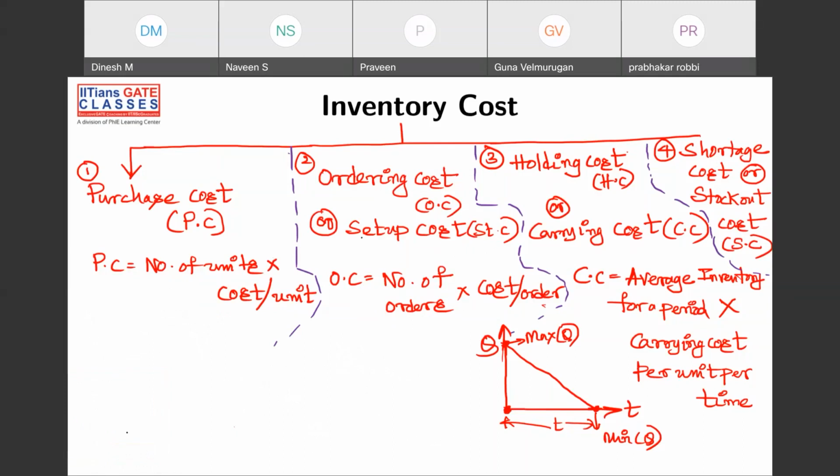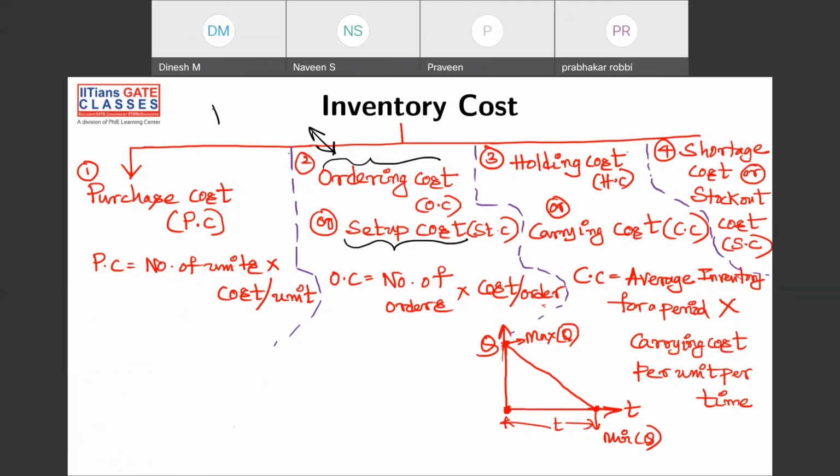Okay. So what is the setup cost? I'll tell you, but not now. I'll tell you what is setup cost. Okay, I'll tell you here itself. Setup cost is nothing but bringing in the manufacturing facility. Ordering cost is when you are trying to bring in the finished goods.